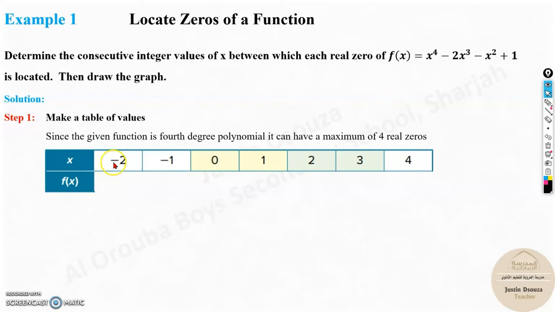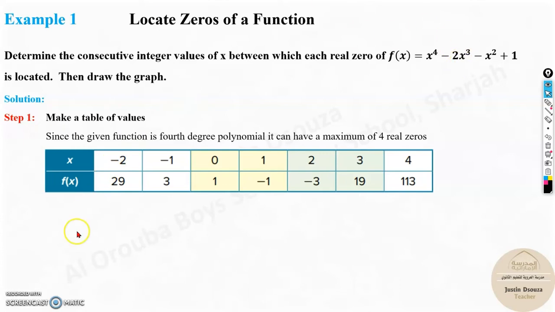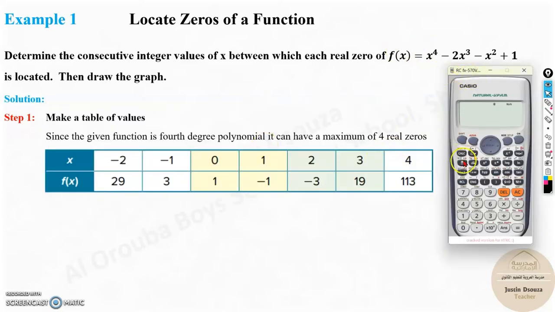We will assume some values. Say minus 2, minus 1, 0, 1, 2, 3, 4 are considered. Substitute them over here and solve. How do we find this? Now I'll just solve 1 over here. You need to substitute this x value instead of the variable x over here. The variable x is there, right? Instead of that, substitute the assumed x value of minus 2. Minus 2 to the power 4, minus 2 multiplied with minus 2 the whole cube, and minus again, bracket minus. Remember, x is considered to be minus 2, so make sure wherever x is there, put minus 2. Square, plus 1, and the answer is 29.